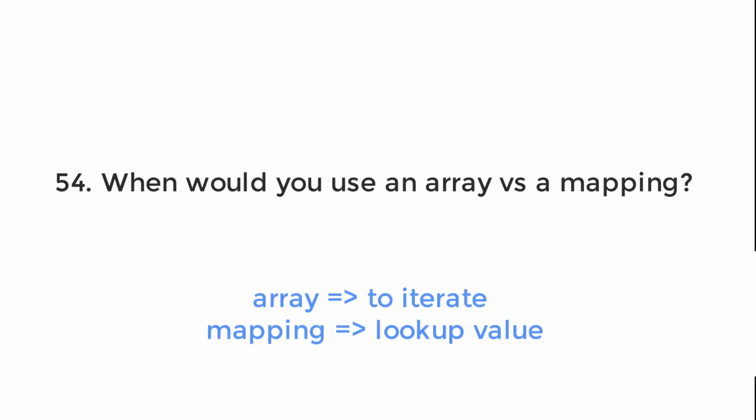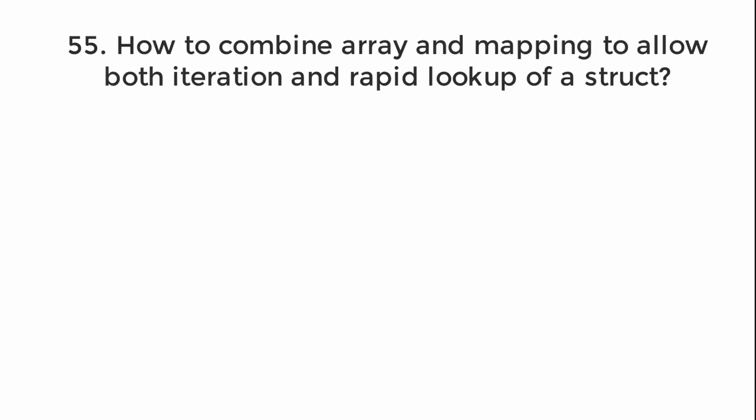You would use an array if you want to be able to iterate through a collection of values. And you want to use a mapping if you want to be able to do a quick lookup for a specific value. How to combine array and mapping to allow both iteration and rapid lookup for a struct.